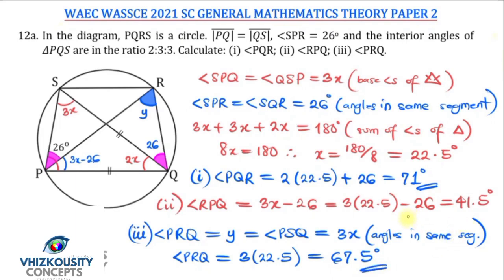And you can see how our understanding of the circle theorems, the properties of isosceles triangle, and the sum of angles of a triangle helped us to solve this question holistically, so that our answers are done and dusted without any glitch at all, and we have the solution fine and good. All right.